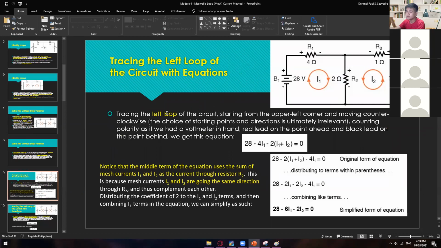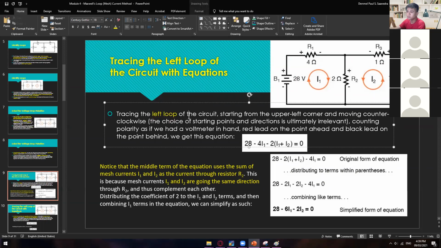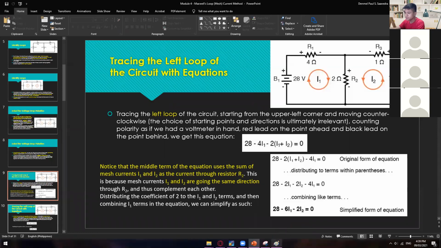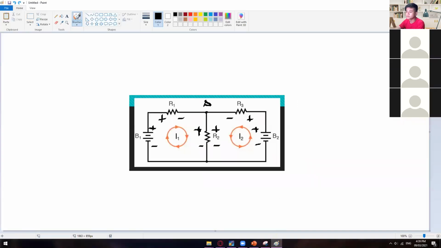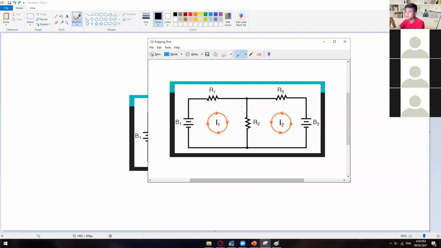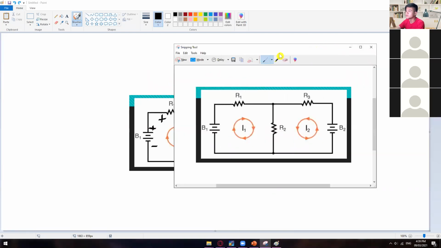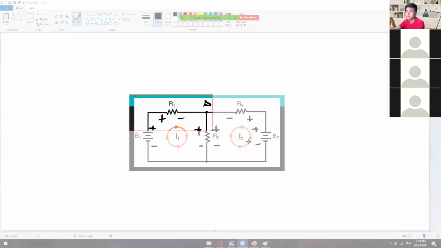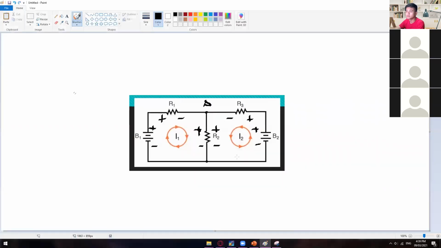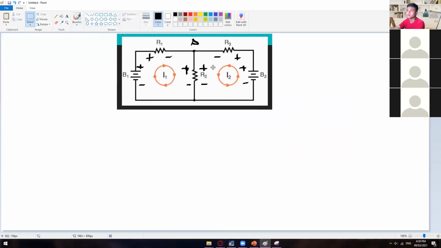And right here, let's now start with the left loop. Starting from the upper left one. All right, so we'll just have our own solution. I need more space. All right, so there you go.